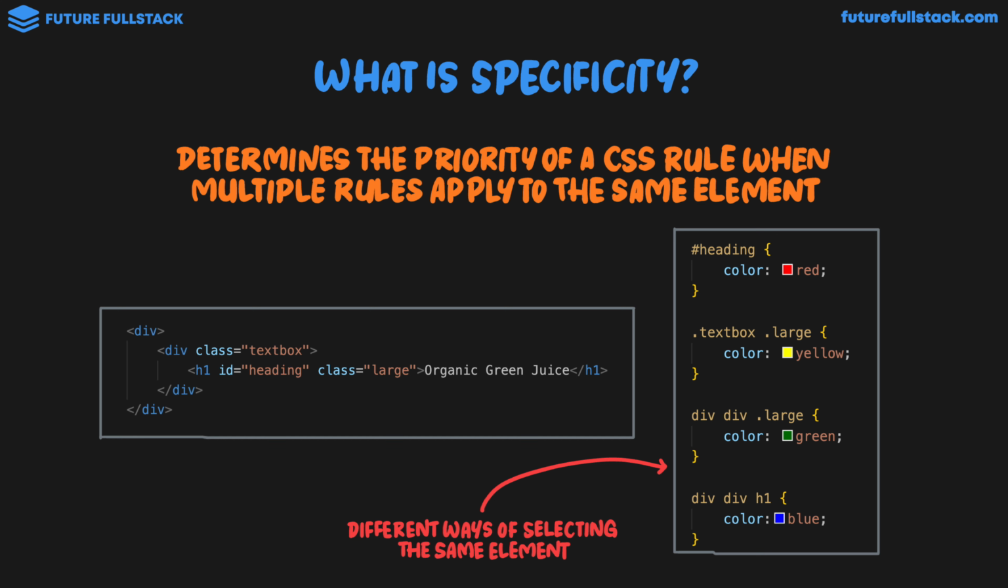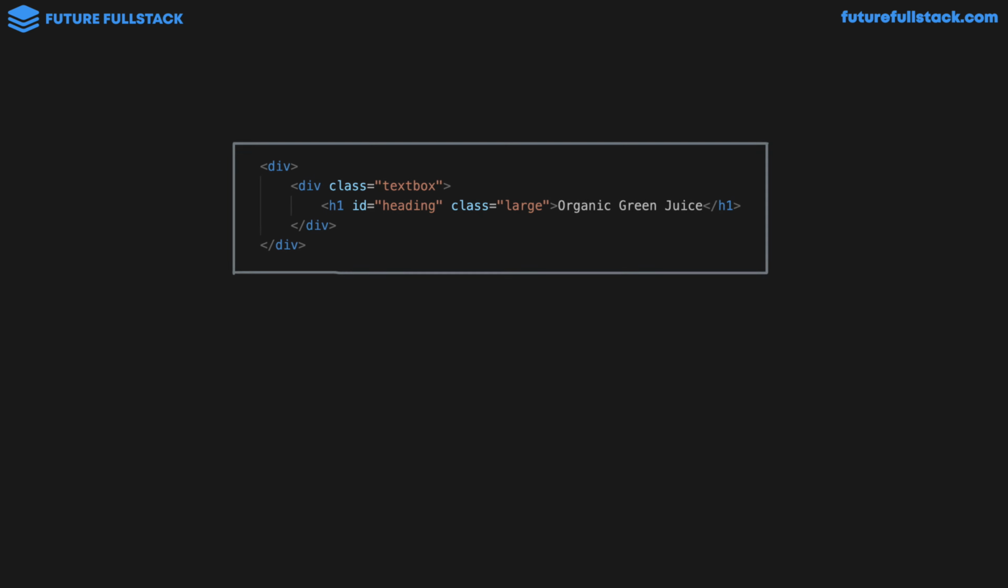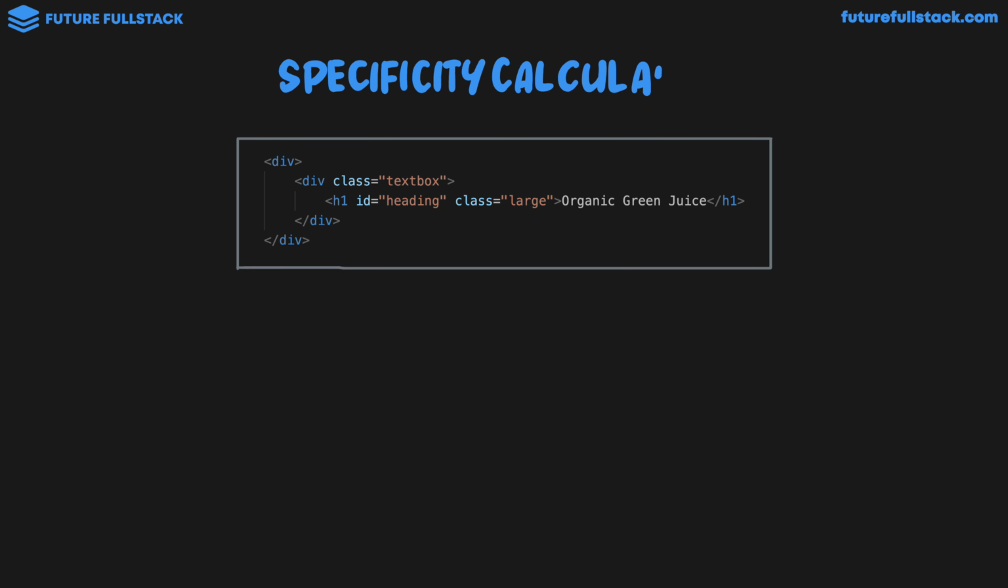So all these CSS rules are selecting the same element, the H1, but they're using a mix of different selectors, and they're all trying to apply a different color. So which color ends up being applied? If you need a refresher on how ID and class selectors as well as descendant selectors work, I've linked those videos in the description below. So let's now work out which of these rules apply. To do that, we need to do a specificity calculation.